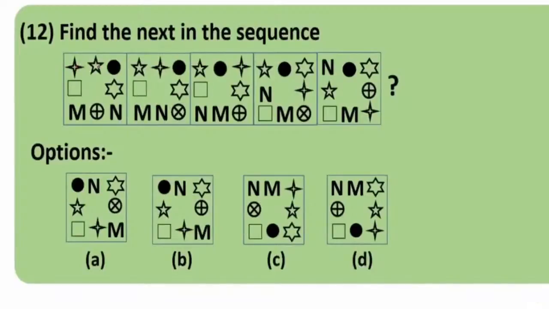Let's see what the sequence might be. 4 pointed, 5 pointed star, they get inverted. Okay, they are inverting, and then we are getting this. Here also this gets inverted and we are getting n and this circle. Here it is plus sign, here it is multiplication. So this is inverting, this is exchanging, this is exchanging.